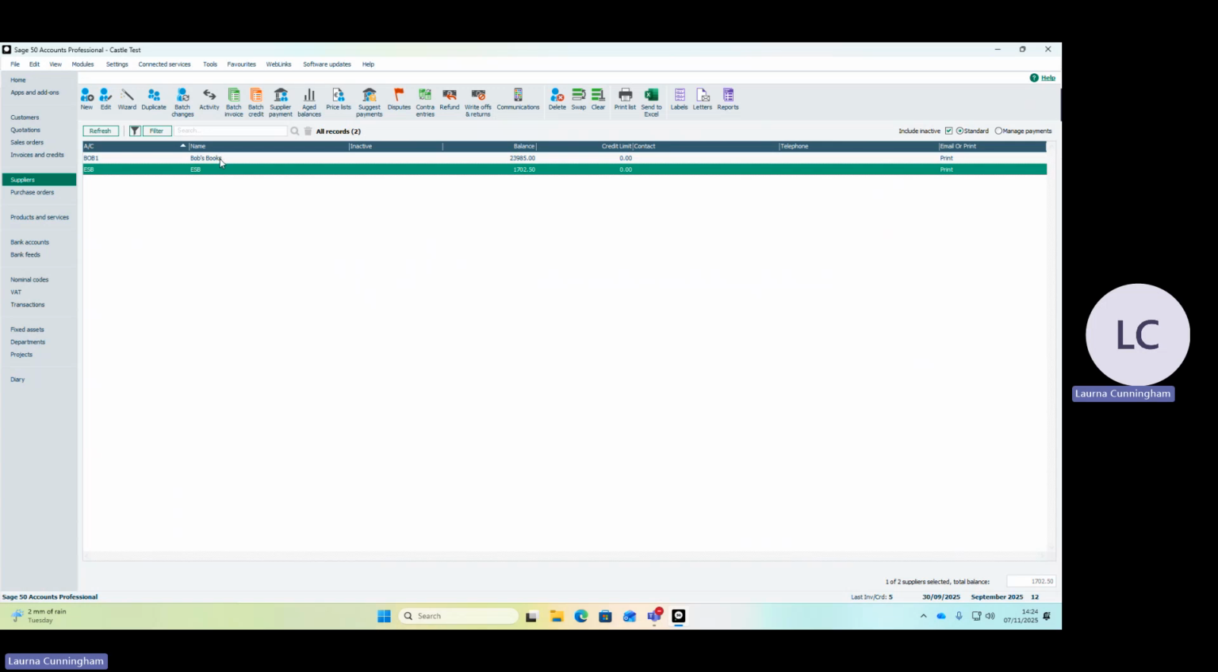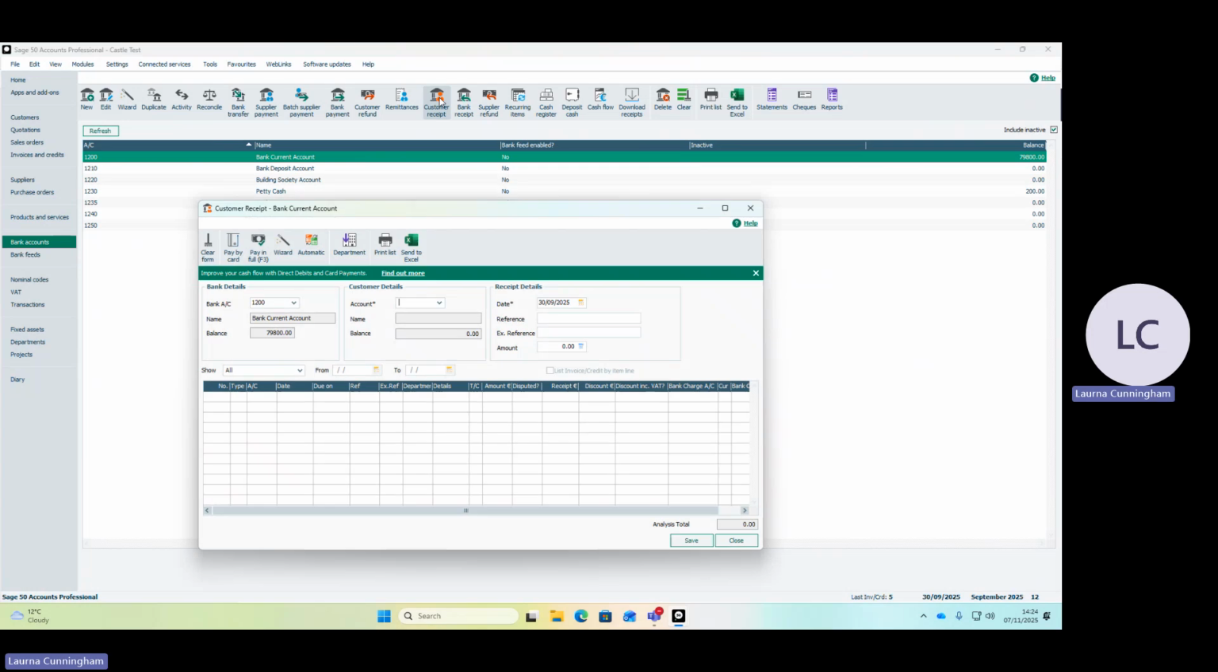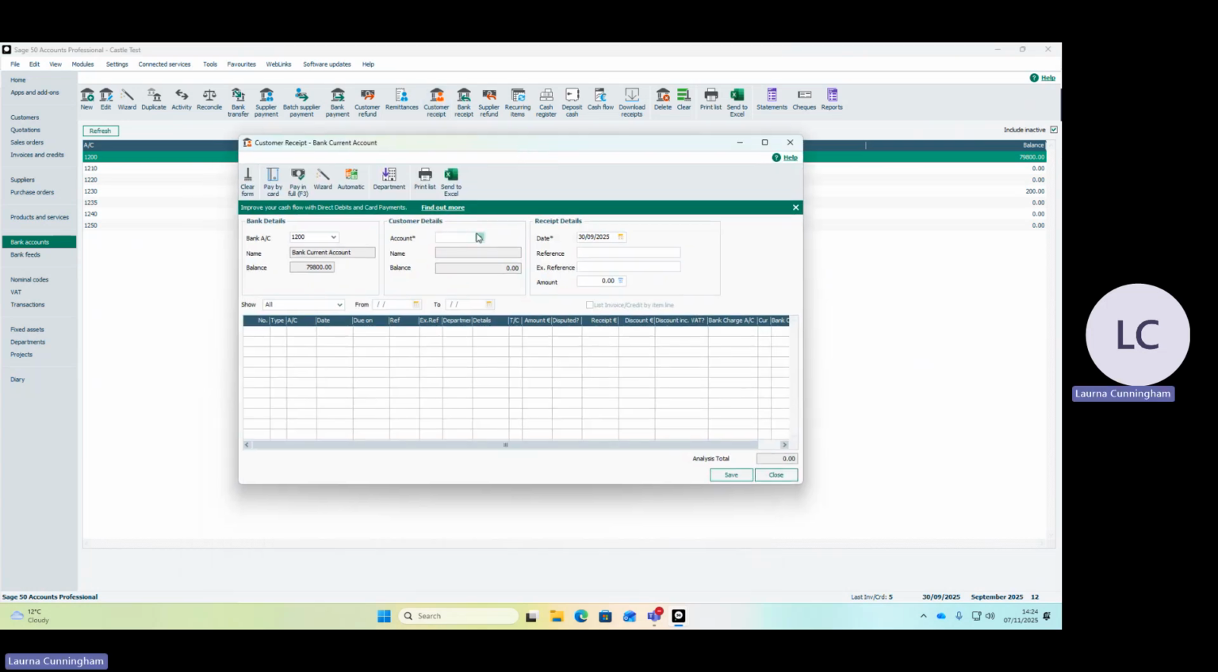So the next thing we're going to do is make some payments to our suppliers and hopefully get some money in from our customers. To do that, we are going to bank accounts, and we are going to deal with the money that has come in from our customers. So if we click on bank account and say customer receipt, there are two things that you have to deal with first, the cash sale and the credit note.